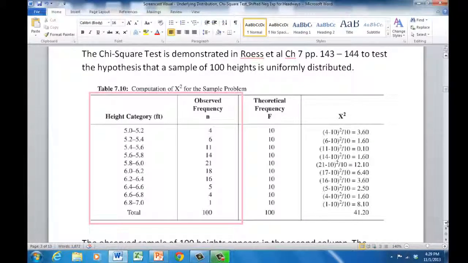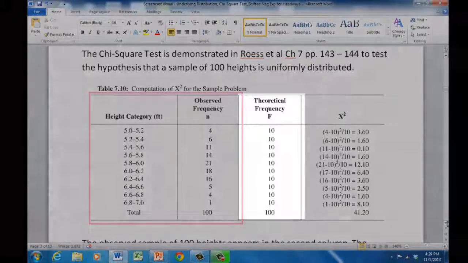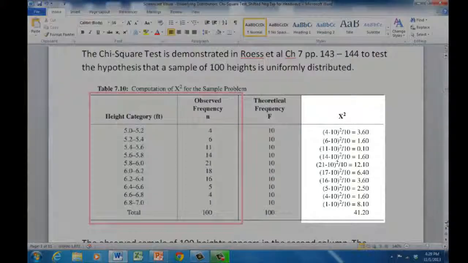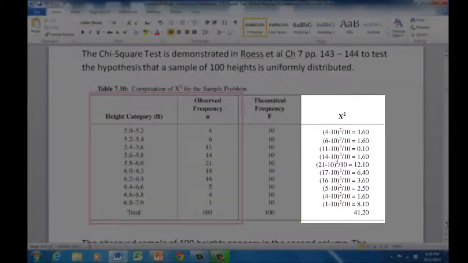Recall that the chi-squared test is demonstrated in Ross Chapter 7 to test the hypothesis that a sample of 100 heights is uniformly distributed. The observed sample of 100 heights appears in the second column. The hypothesis is developed in the third column in the form of a theoretical distribution: how the sample of 100 would likely appear if drawn from a uniform distribution. The chi-squared test is performed in the final column.